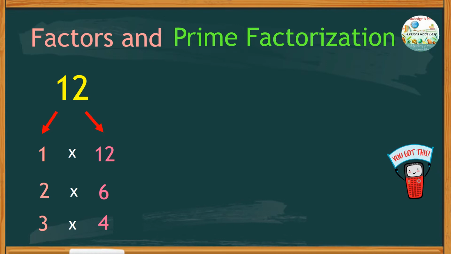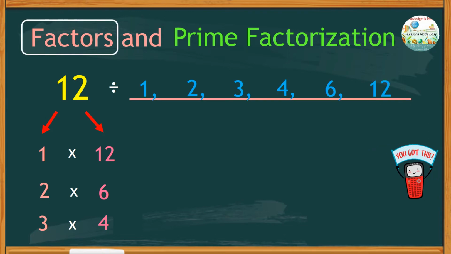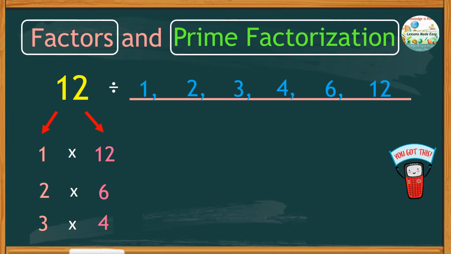The factors of a number can also be obtained by finding the divisor that would divide a certain number with no remainder. So 12 can be divided by 1, 2, 3, 4, 6, and 12. All these divisors are the factors of 12, but not all are prime numbers. To do prime factorization, we only need the prime numbers.